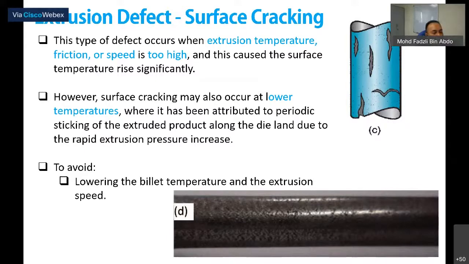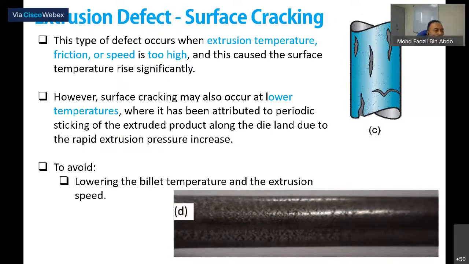Dia tiba-tiba saja. However, surface cracking may also occur at lower temperature where it has been attributed to periodic sticking of the extruded product along the die length due to the rapid extrusion pressure increase. Okay, and then to avoid this surface cracking, lowering the billet temperature and the extrusion speed. Okay, kalau extrusion speed dan juga billet temperature kita kurangkan, kita boleh kurangkan crack. Crack ni biasanya berlaku bila ada sudden temperature increase. Dia macam tiba-tiba je panas.